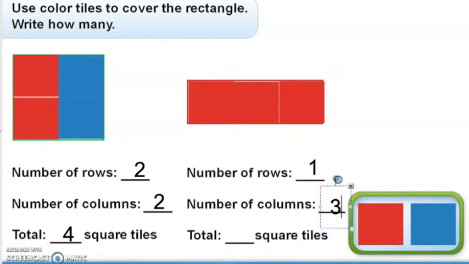So we have 3 columns. That one's a little bit tricky, so that's why I wanted to redo it again so that you can see. Okay, and then the total number of square tiles that we used to cover the rectangle was 1, 2, 3. So we also used 3 square tiles for that. So that was basically 11.7, showing us how we can use little square tiles like this to cover objects and then find out how many rows there are, how many columns, and how many tiles we use all together.